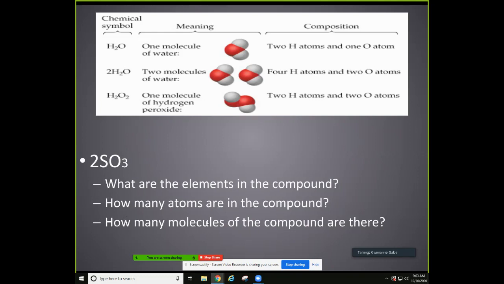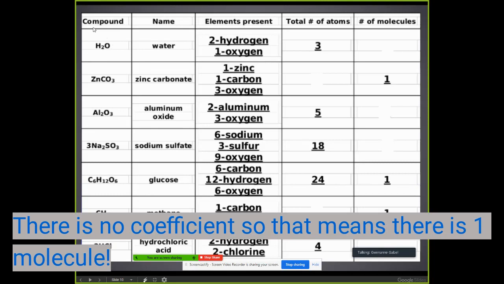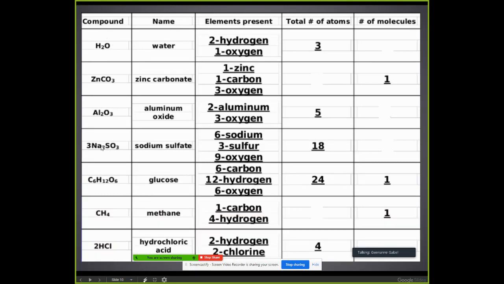How many molecules of the compound are there? Our coefficient tells us the number of molecules. So we have 2 molecules of SO3, 2 groups of this compound, okay? Okay, H2O, how many molecules do we have in H2O right here? Is there a coefficient? So I have 3 molecules of sodium sulfate. This big number in front of our chemical formula tells me I have 3 groups of this compound. Okay?